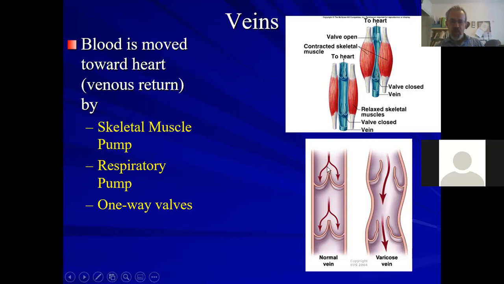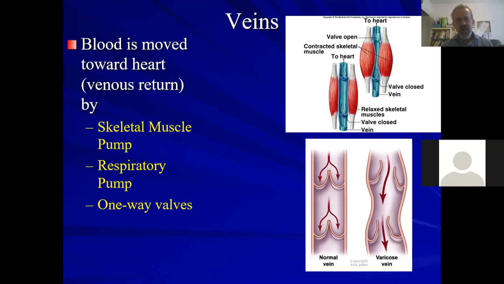I mentioned the role of valves. If the valves are working, it's not a problem. But if someone has a varicose vein, the valves don't close. So when the muscle squeezes, the blood goes up, but it also goes down. That's why people who have varicose veins often have swollen legs and swollen ankles, and because of that pressure, it can be very painful.